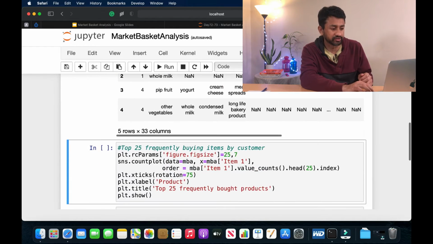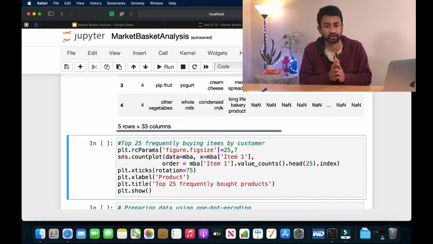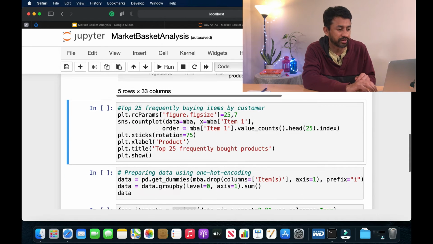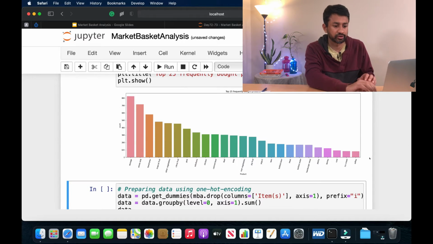So next, we are going to understand the various patterns. The first step that you need to do is understand what are the various items that are present in the data set. Is there any pattern? How frequently have those items been bought? So I'm just going to identify the top 25 items that are frequently bought by the customers. So these are the top 25 items.